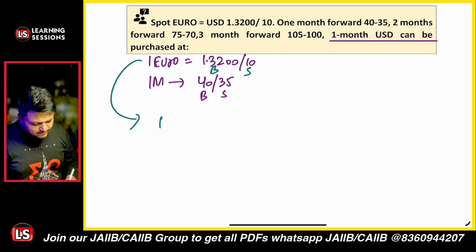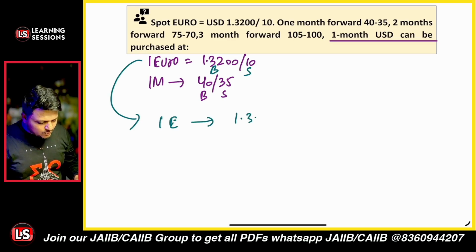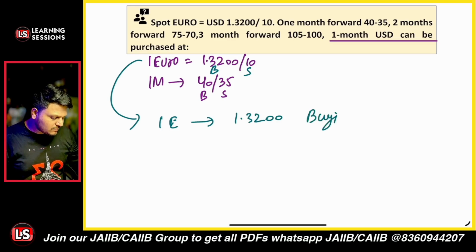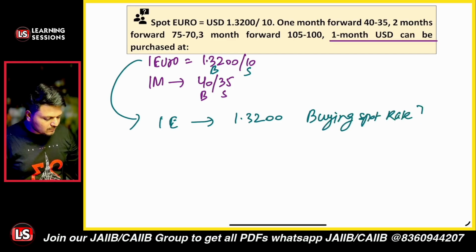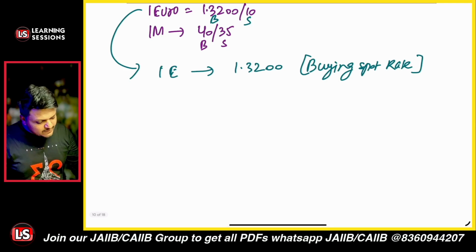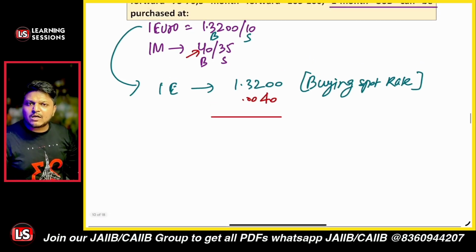So we'll be considering 1 euro is equivalent to 1.3200. This is a buy rate. This is a buy spot rate. Now after that, the forward points for the buying are this one. So it is 0.0040. Now, just let me know the currency is available at premium or discount.